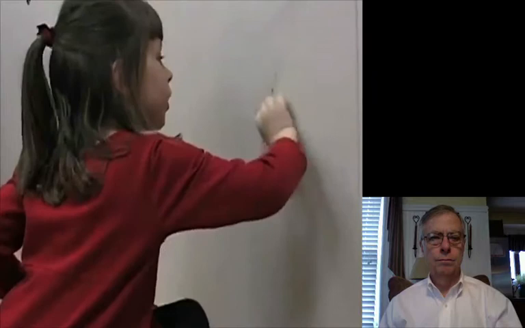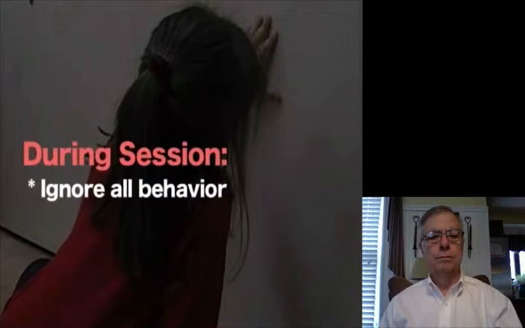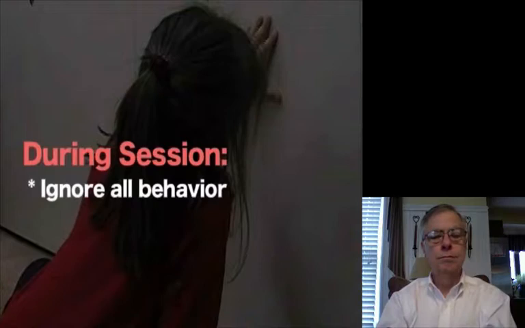During the session, act as if the child is not in the room by ignoring all the child's behavior. This includes the target behavior. If challenging behavior occurs most often in the no interaction condition, then there is evidence of an automatic or sensory function for the child's challenging behavior.